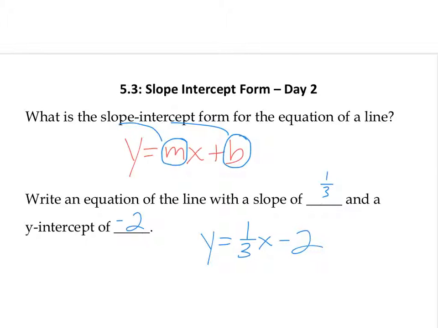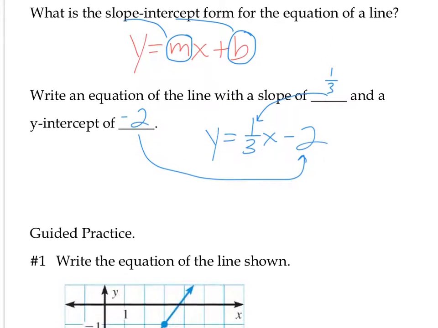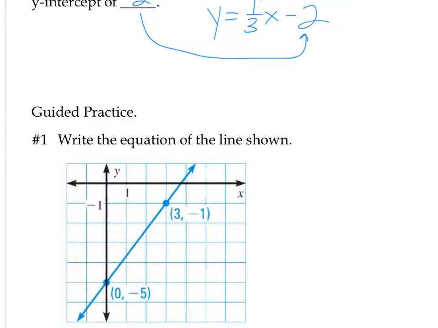So we plug the slope in for m, the y-intercept in for b. You've got your equation of the line. So the two things we need to know every time are the slope and the y-intercept. So let's see how we can find those things out and write our equation of the line.